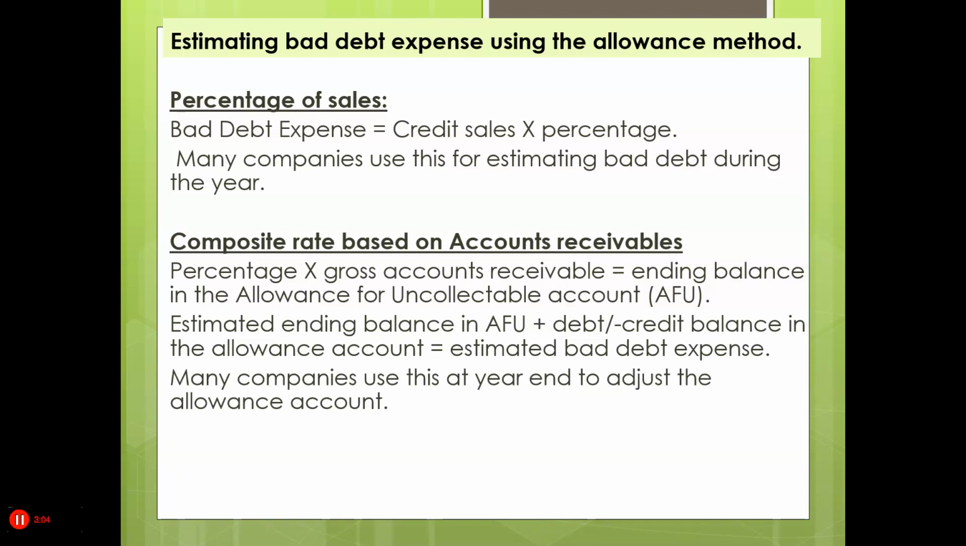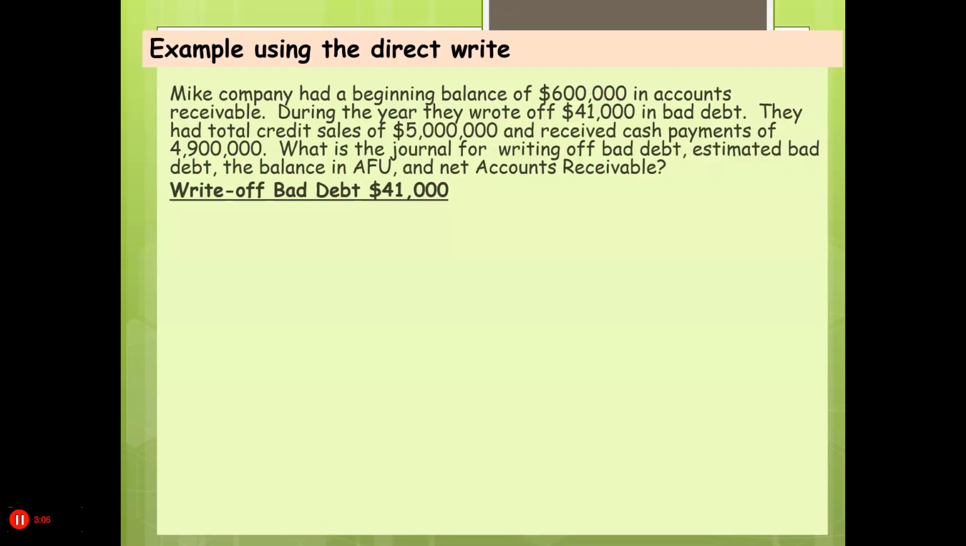So let's take a look at examples. Let's look first at the direct write-off method. We have a beginning balance of $600,000. We wrote off $41,000 during the year, and they had total credit sales of $5 million, and they received cash of $4.9 million. What are our journal entries?